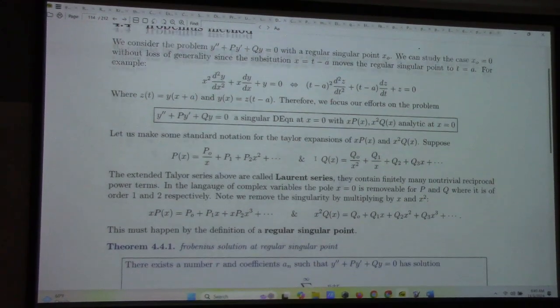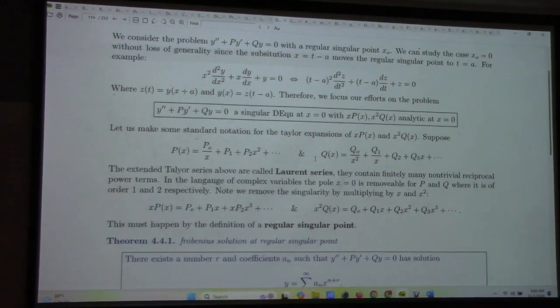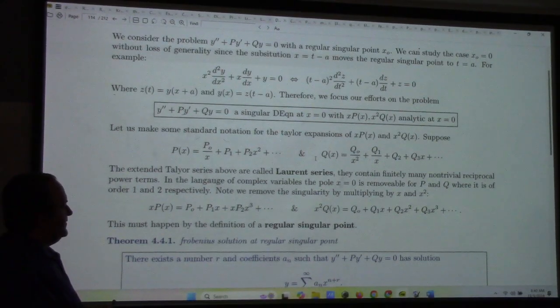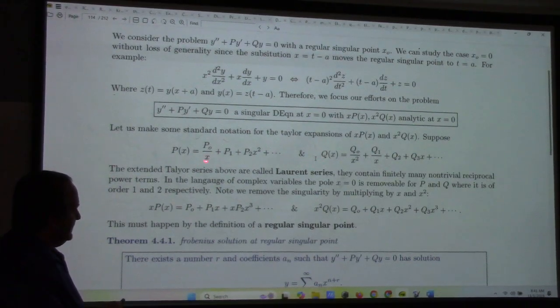So the thing is, if we have a regular singular point, that actually means that P of x and Q of x have what are called Laurent expansions. These are Laurent series. A Laurent series is like a power series, except you add a couple of reciprocal terms, right? If I multiply this by x, it becomes analytic because it's just a power series when you cancel out that x. And if I multiply this by x squared, it becomes analytic because you cancel out the x squared, right? So these are analytic, all right?